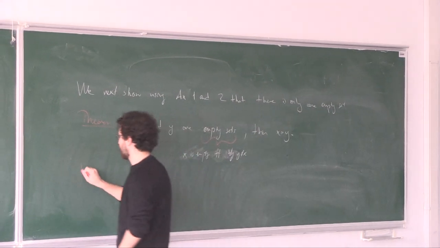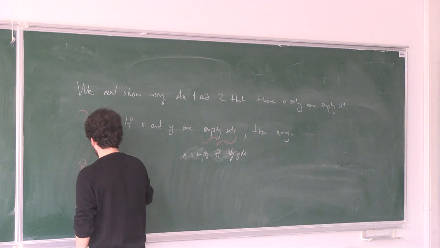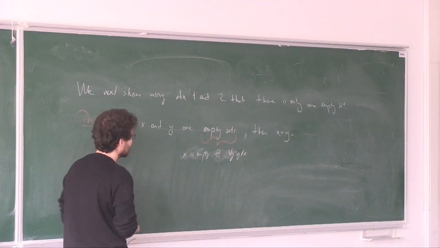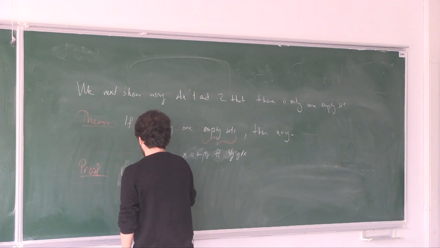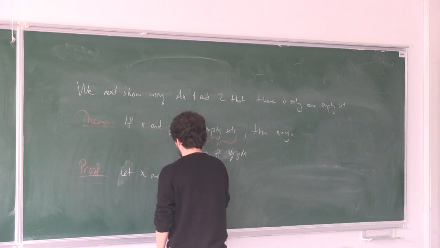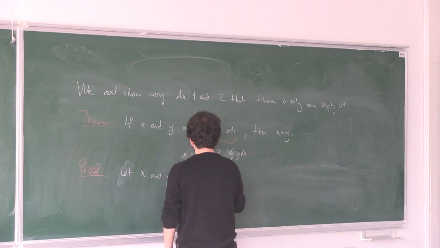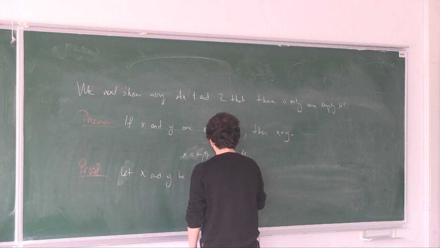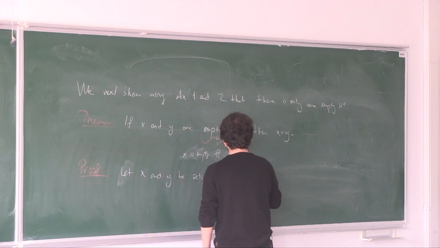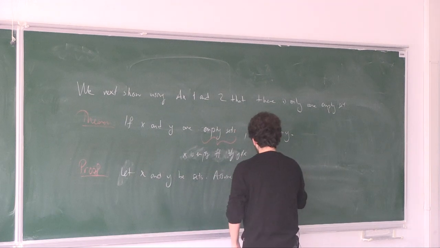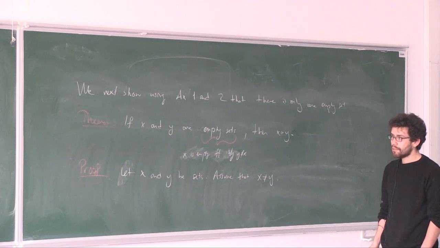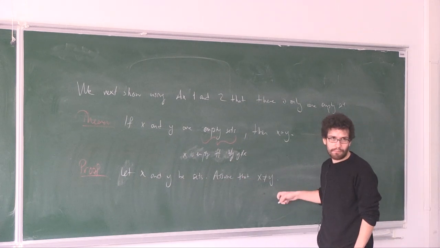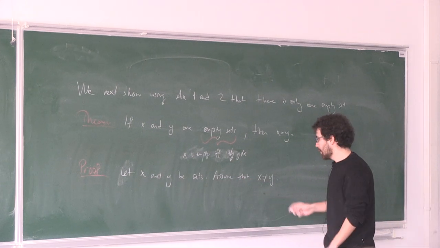Why? Again, we can prove this in two lines. Let's prove the contrapositive. Let X and Y be sets. Let's pick two sets. Now, assume that we want to prove the contrapositive. Assume that they're not the same. You see that I have two sets which are not the same, empty or not, I don't really care.